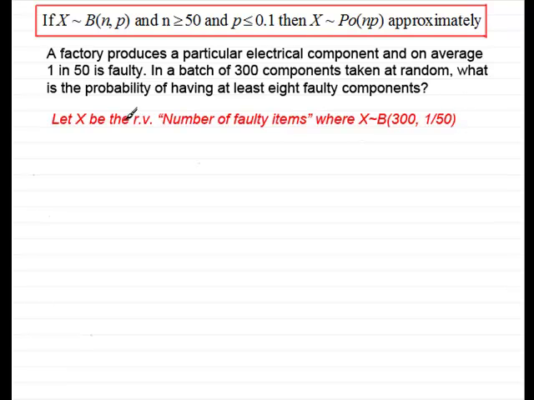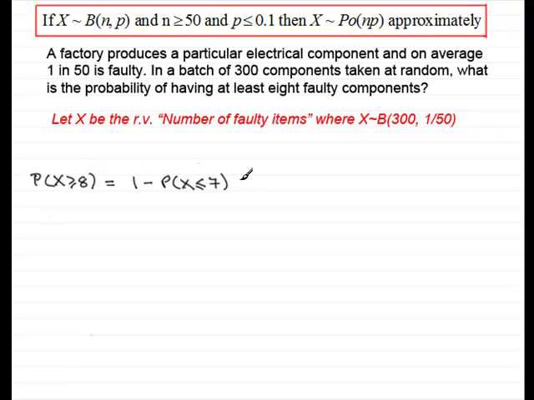Now, to work out the exact probability of getting at least 8 faulty components, we would need to work out the probability that x is greater than or equal to 8. Greater than or equal to 8 would mean we need to work out the probability of getting 8 plus the probability of getting 9 and so on, all the way up to 300, which is obviously very impractical. So we'd look at the converse and do 1 minus the probability that x is less than or equal to 7.